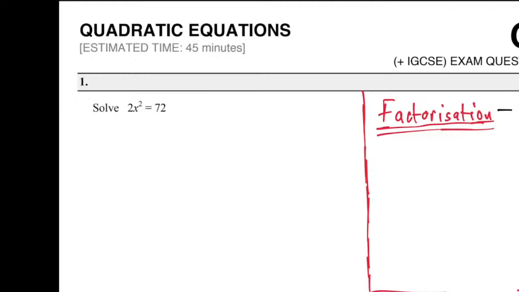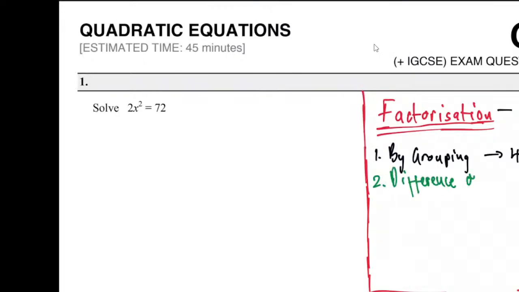And you know that there is factorization by grouping. And this one you do when you have four terms, right, Lenny? Then you can factorize by grouping, which means you look at two terms at a time. And then we have difference of two squares. The method number two is difference of two squares.